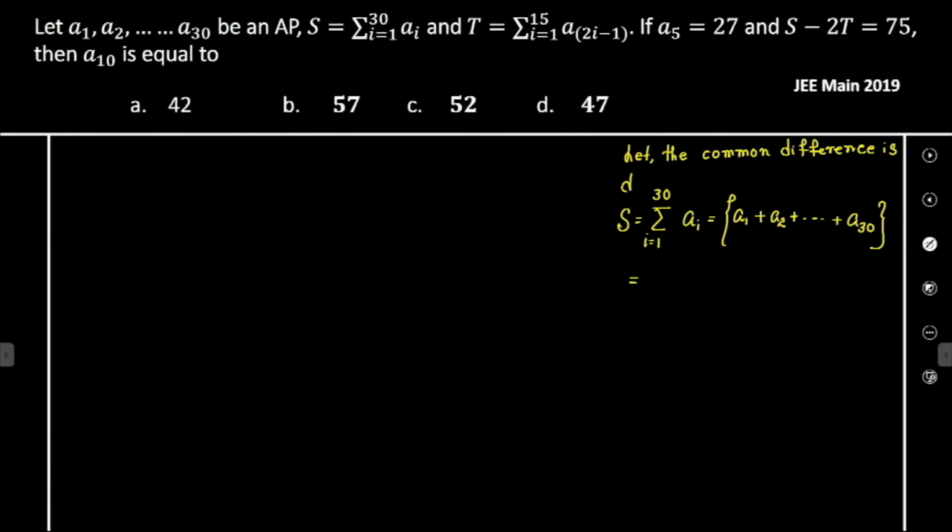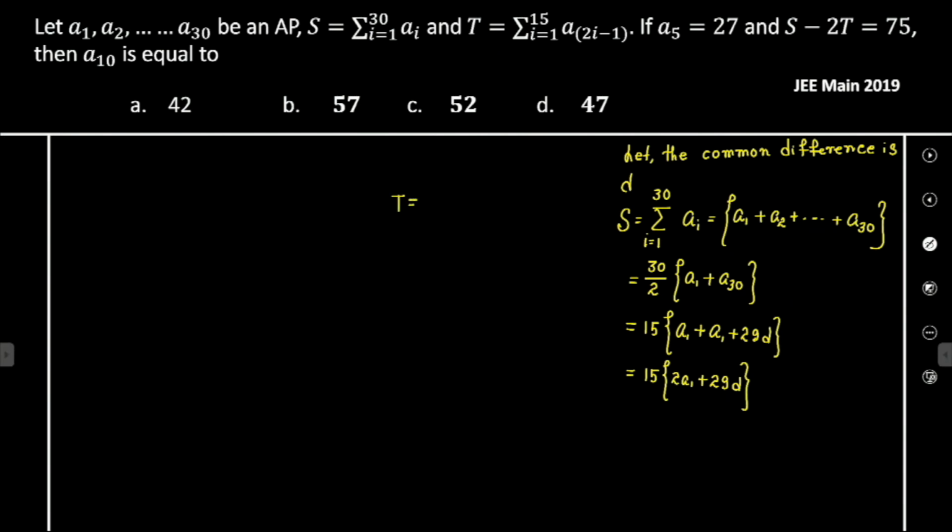Therefore, it gives you 30 divided by 2, times A1 plus A30. This is obviously 15, and A30 can be written as A1 plus 29D. So it gives you 15 times 2A1 plus 29D. That gives you S. Let's come back and look carefully at T.